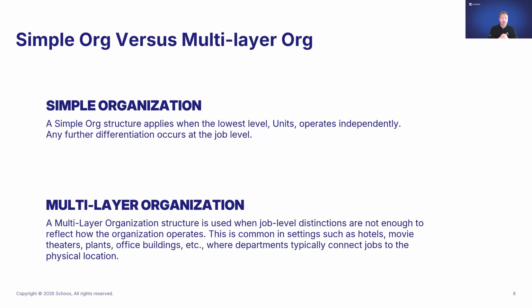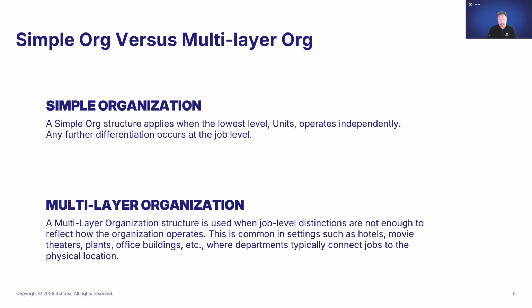Plants or some type of manufacturing, different parts of the business support different activities that go on. Office buildings have departments. Within a movie theater, there's the box office, concessions, theater operations. These are different areas that we may need to support. So we want to make sure that we've captured that multi-layer structure, so that when we connect the department, it is actually where the job physically connects to the location.